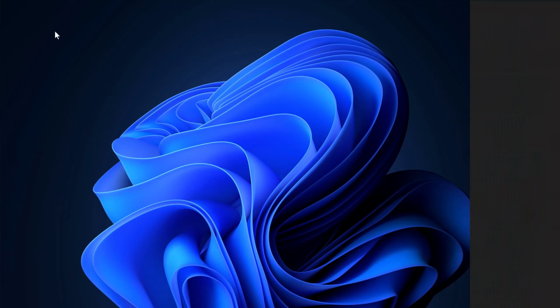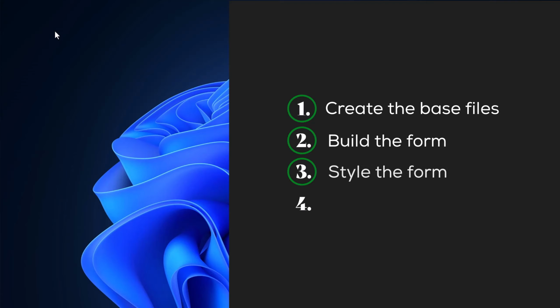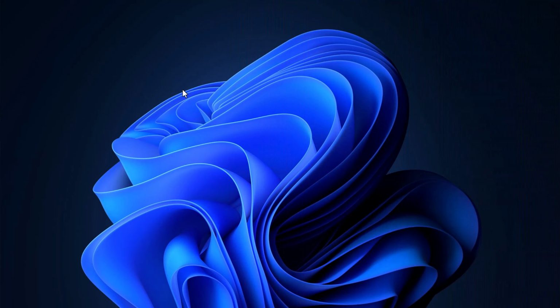To create the form and link it to Gmail, we'll follow 4 steps. First, we'll create the base files. Second, we'll build the form using HTML. Third, we'll style it with CSS. Lastly, we'll link it to Gmail. I'll include timestamps in the description, so feel free to skip to the part you need.